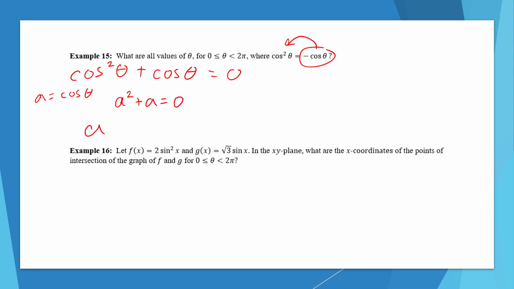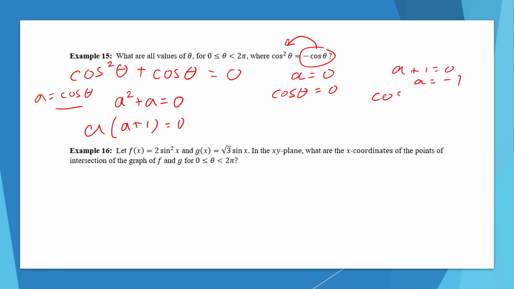And then factoring this, we can factor out an A and get A times A plus 1 equals 0. Now we have A equals 0, and we have A plus 1 equals 0. And we can sub cosine theta back in. So here, cosine theta equals 0. And then here, you should get A equals negative 1. So cosine theta equals negative 1. And now we're solving both equations for theta in between 0 and 2 pi. So look at your domain restrictions.